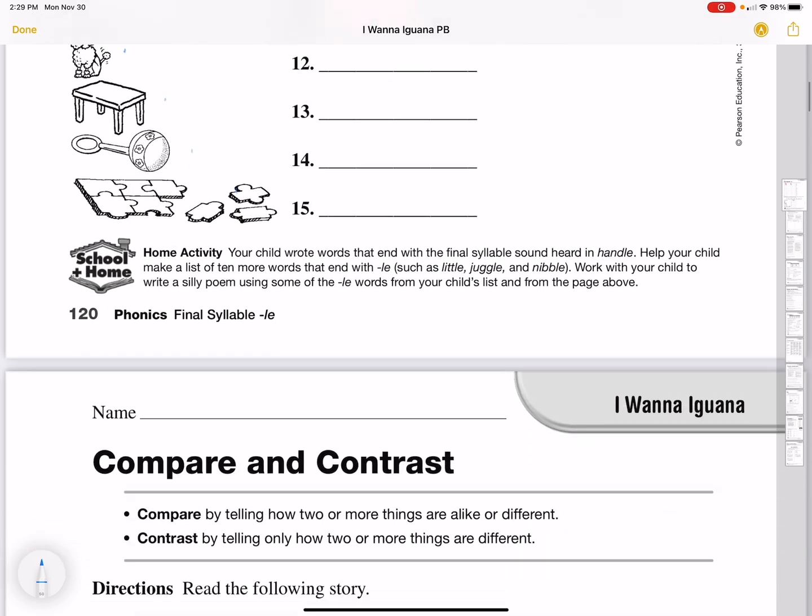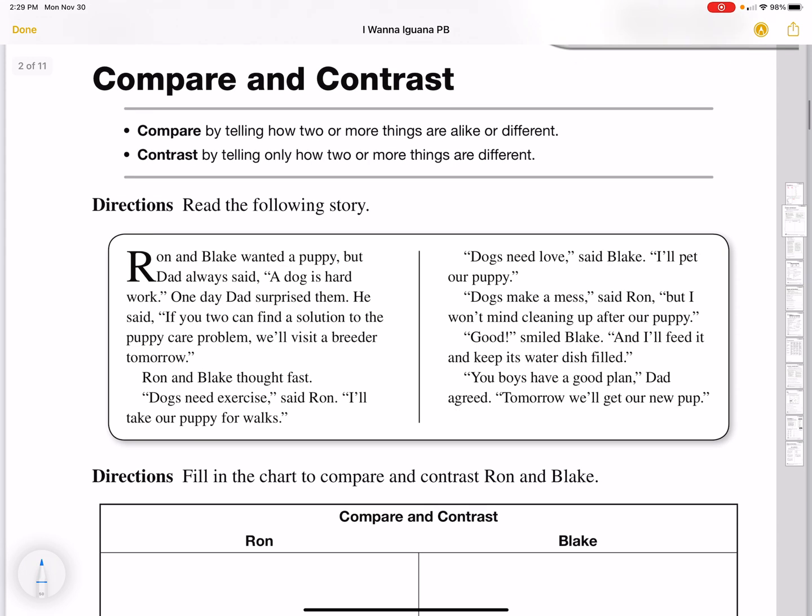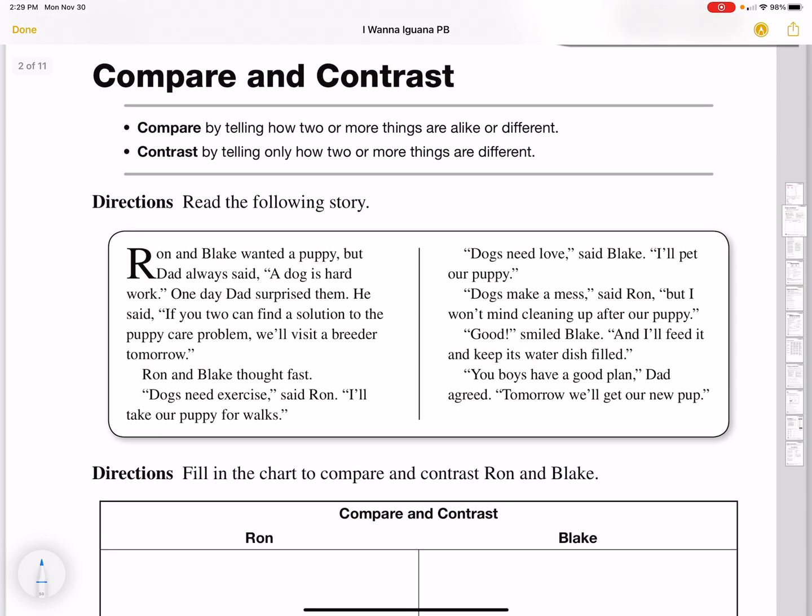It's up to you. But I'm going to do compare and contrast for you. We've talked about this a little bit. Compare by telling how 2 or more things are alike or different. Contrast is telling only how 2 or more things are different. And I just want to focus on how compare is alike and contrast is different.